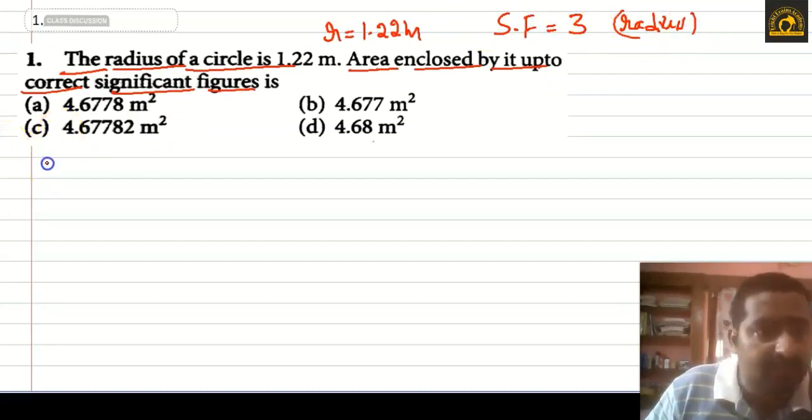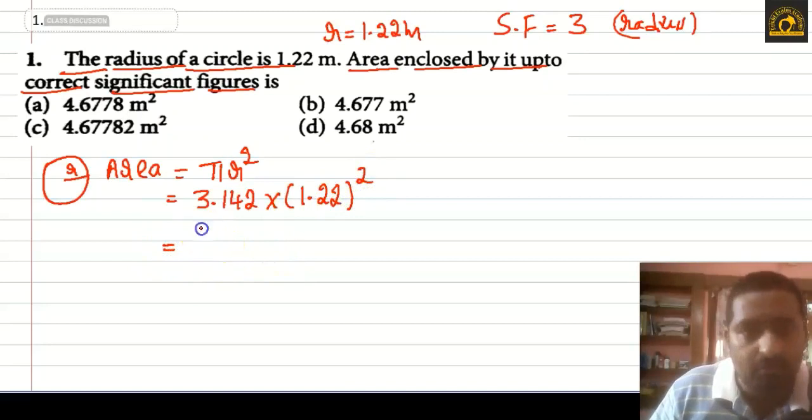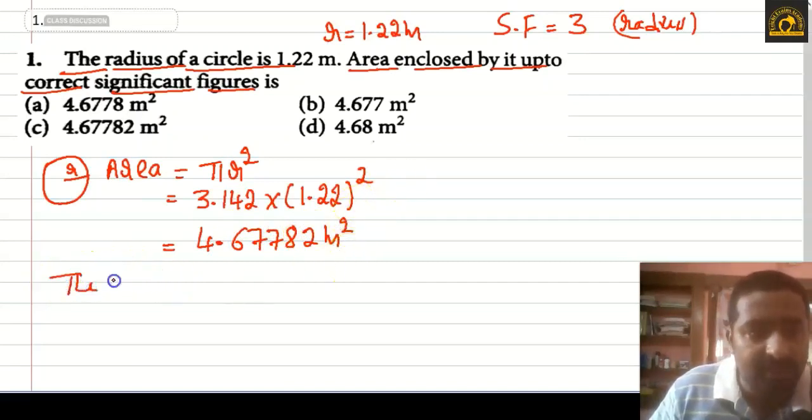So now this is the circle, and the radius is R. So the area of the circle is equal to pi r square. We know the value of pi is 3.142, into r square, which is 1.22 meter square. After simplifying, we get the answer 4.67782 meter square. So now the final result.